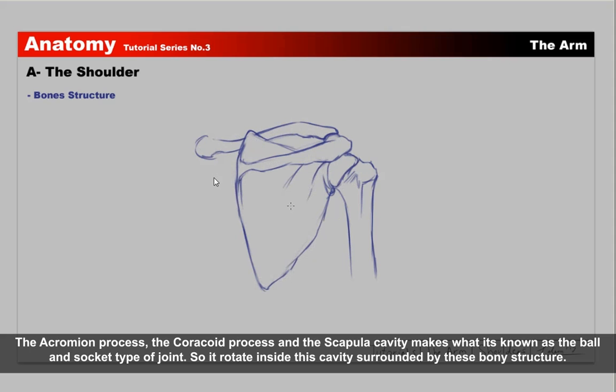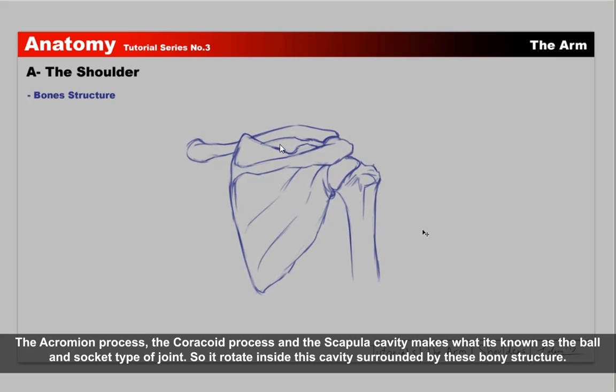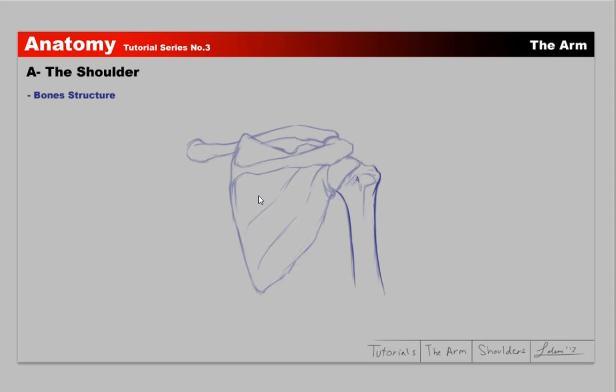The whole object, the whole arm, is only attached to the torso with this clavicle part. The whole thing is attached to the rib cage, so there is no bone structure between the scapula and the back of the rib cage. It's only muscles and ligaments.